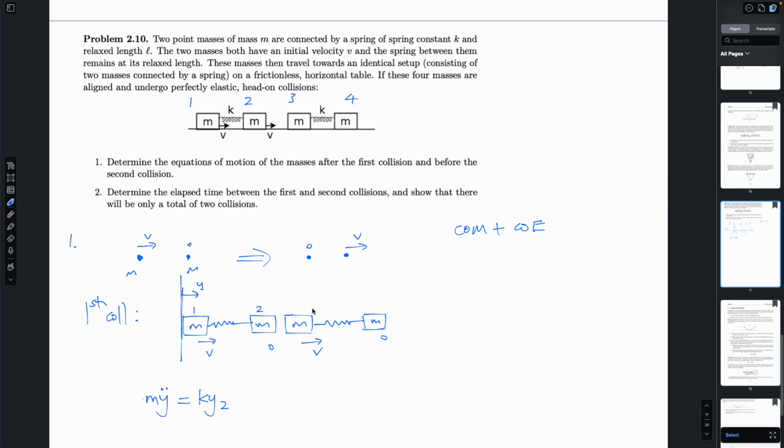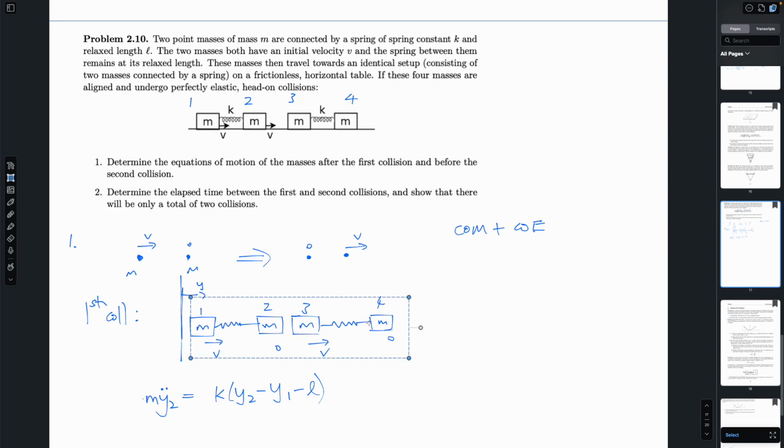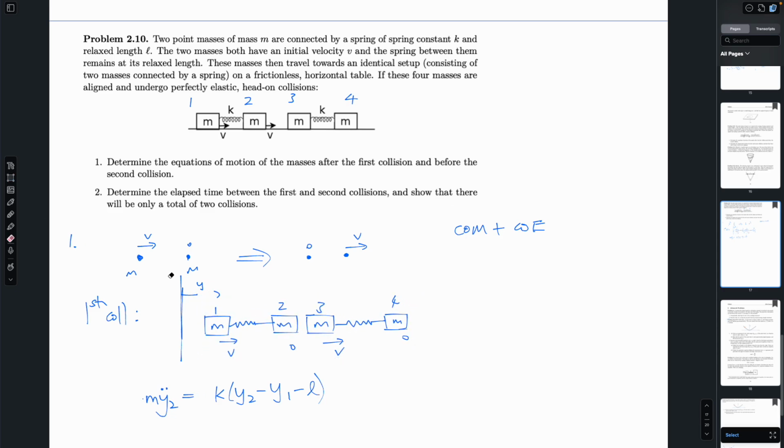So if I call this 1, 2, 3, and 4. I'm describing the equation of motion for 1 first, is y2 minus y1, k y1, minus L. Okay, L being the relaxed length. The reason why I do y2 minus y1 is because it doesn't have to start at some point in time, it'll just move off. Like, maybe it'll be here. It doesn't necessarily have to be, you know what I mean, though.